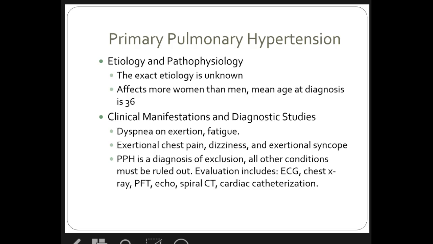The chest x-ray is going to show enlarged central pulmonary arteries while the lung fields are clear. And it's not unusual for the heart to be enlarged as well. Echo reveals right ventricular hypertrophy to be present. And again, the cardiac cath is utilized to measure the pulmonary artery pressures, the cardiac output, and the left ventricular filling pressure. And again, the cardiac cath is the most definitive of all those diagnostics that are used.